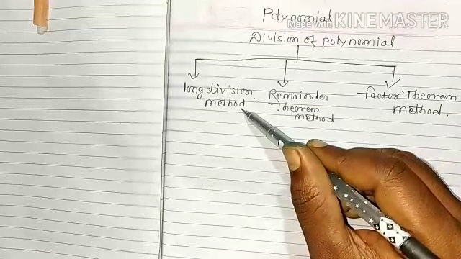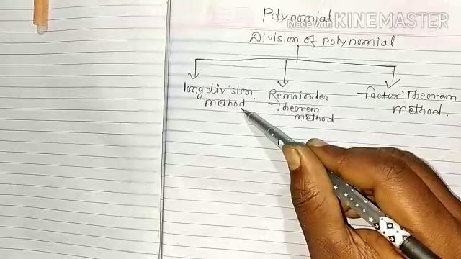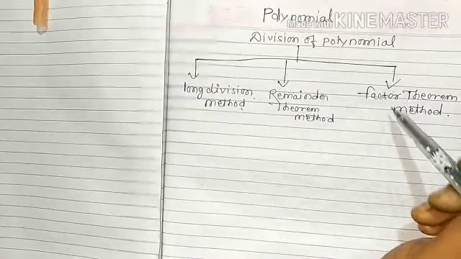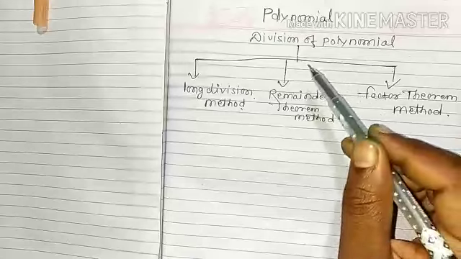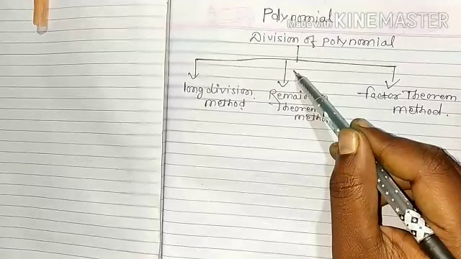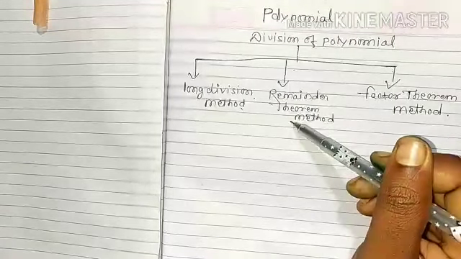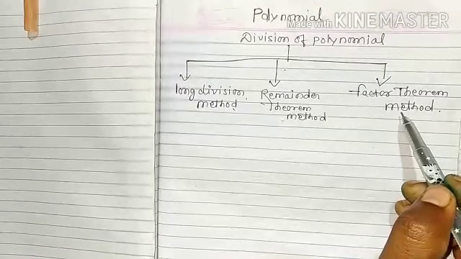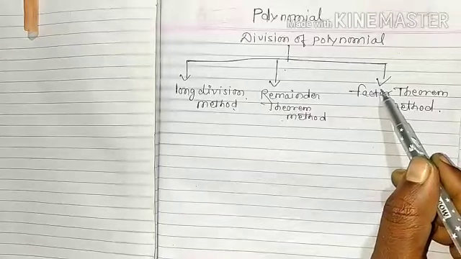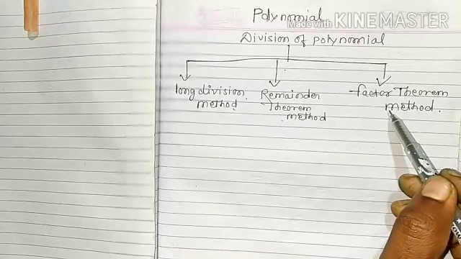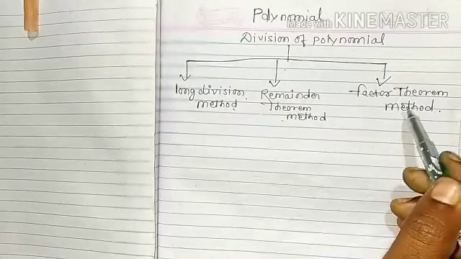In the previous class we saw the long division method, how to divide one polynomial by another polynomial by long division, but in this class we study the remainder theorem method and the factor theorem method. In the remainder theorem method, without dividing the dividend by the divisor, we directly find the remainder. And in the factor theorem method, when we divide the dividend by the divisor and the remainder is 0, then we can say that the divisor is a factor of the dividend.